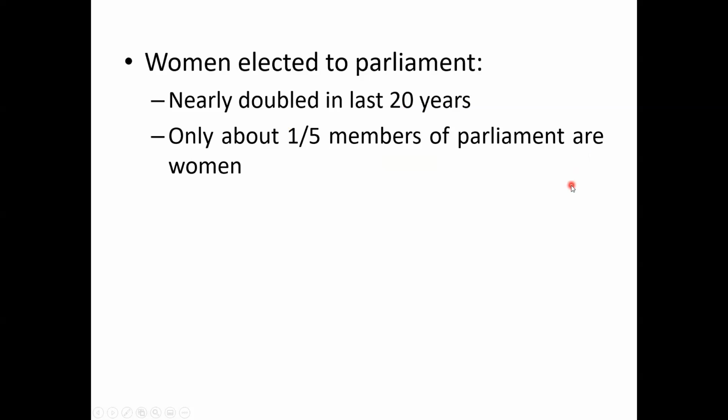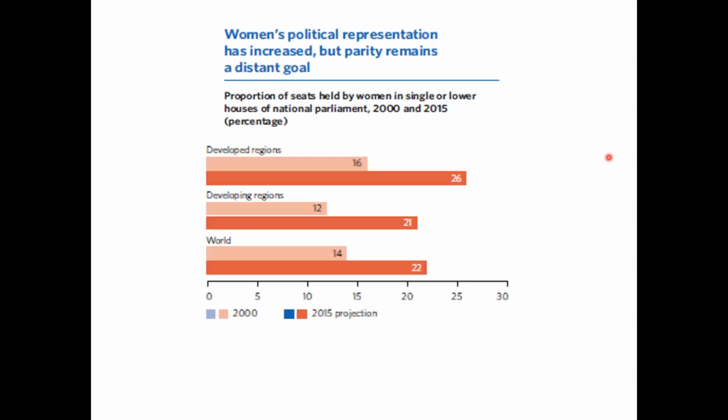Women elected to parliament, or any legislature, has nearly doubled in the last 20 years. So that's a large improvement. Doubling is certainly good progress, but only about 1 in 5 members of parliament are women. It's only about 20%, which is still a disappointing number. We're still a long way off from having equal representation. So women's political representation has increased, but parity remains a distant goal.